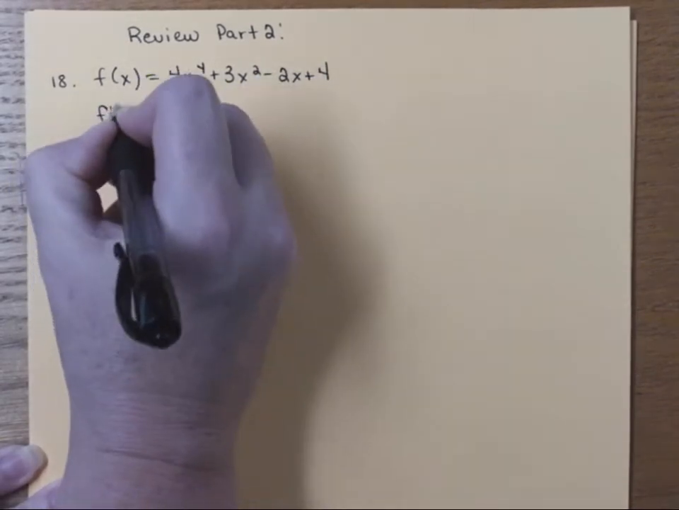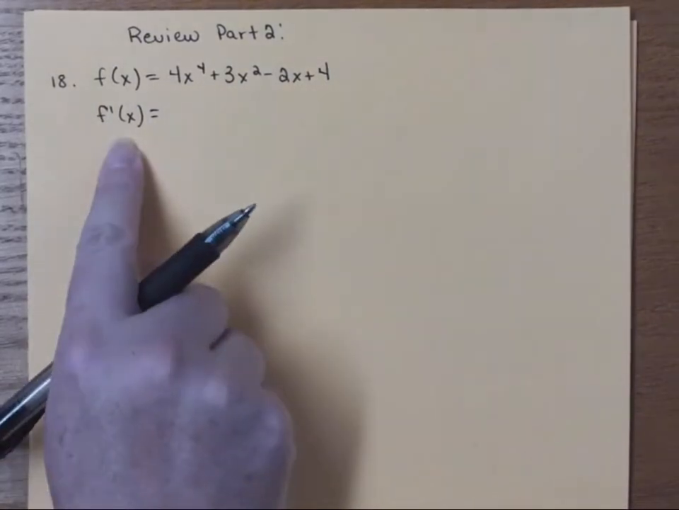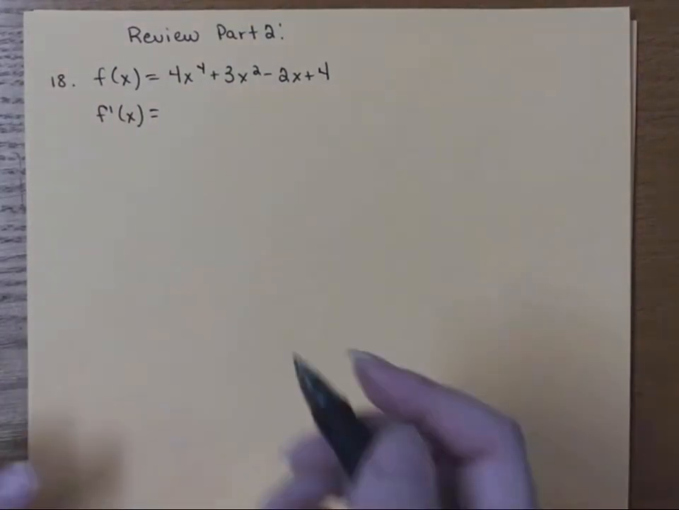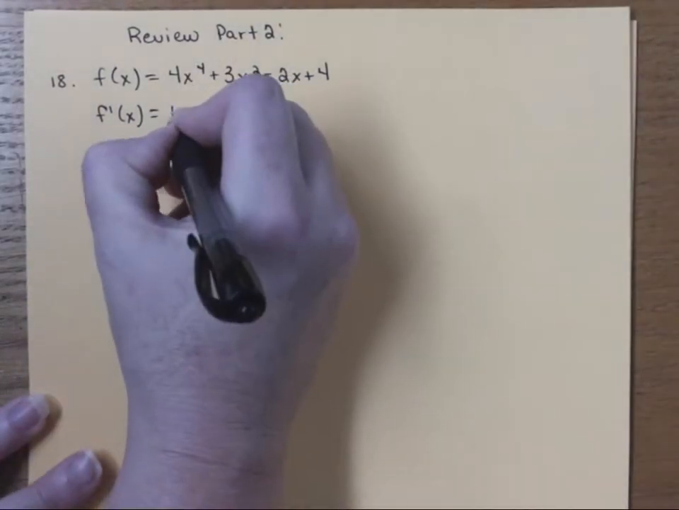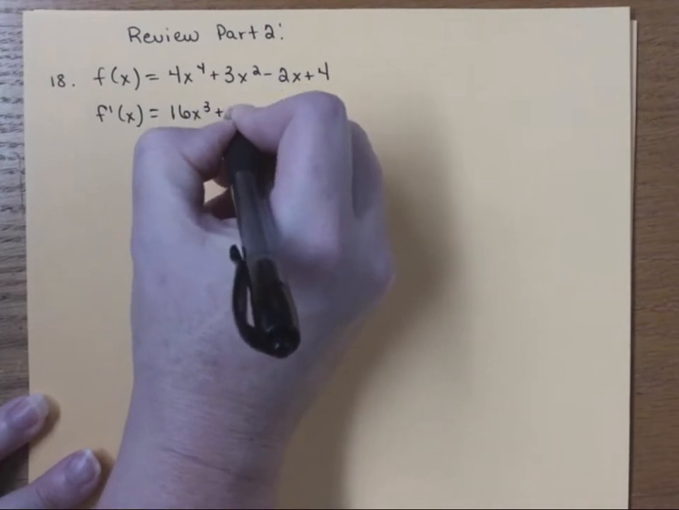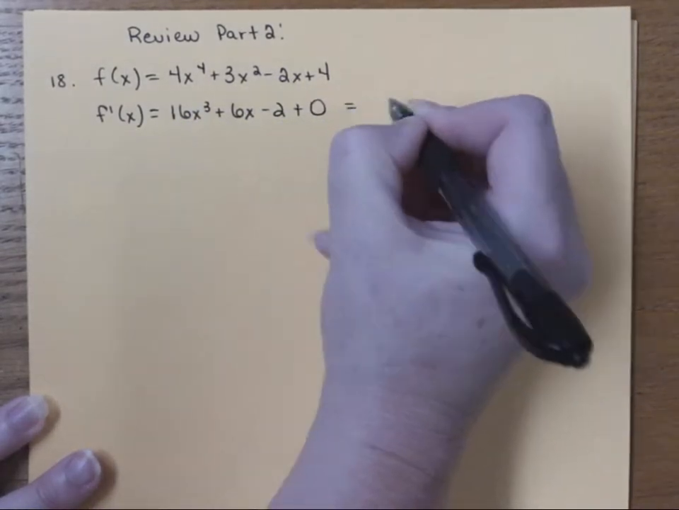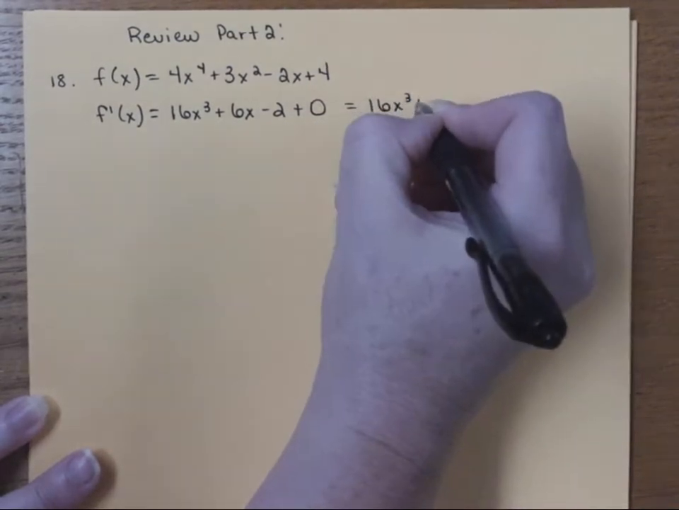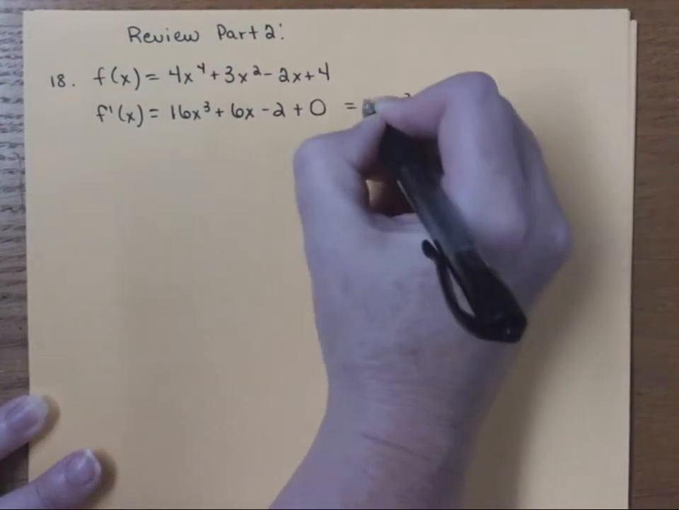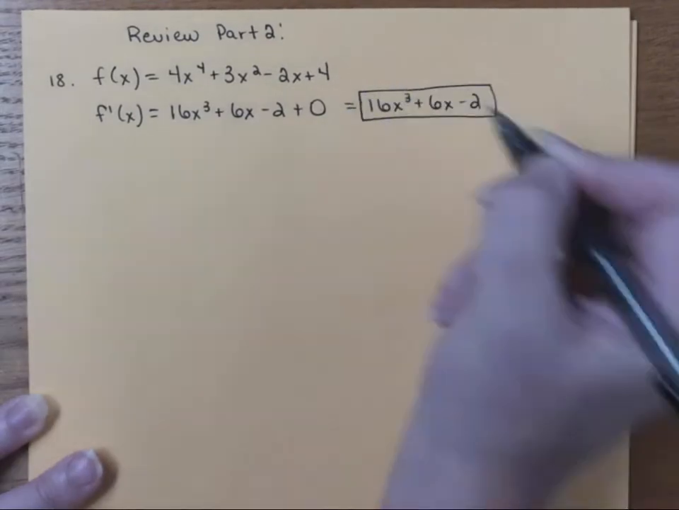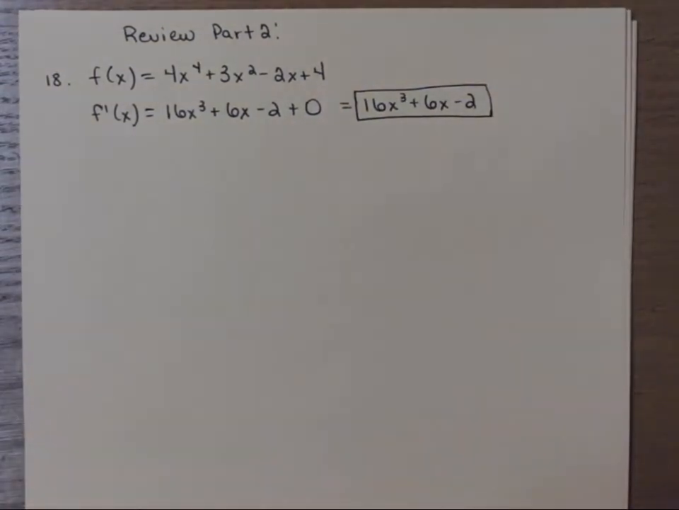So if we want to find the derivative, again, make sure that you're writing f prime of x whenever you're ready to find the derivative. You would move the powers out to the front. So this is just a bunch of power rules, basically. Minus 2 plus 0, right? So you get 16x cubed plus 6x minus 2. Okay, so every time we're just moving the power out to the front and reducing the power by 1.